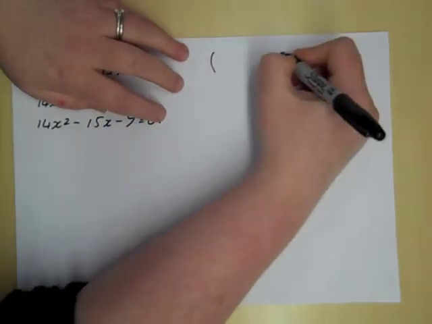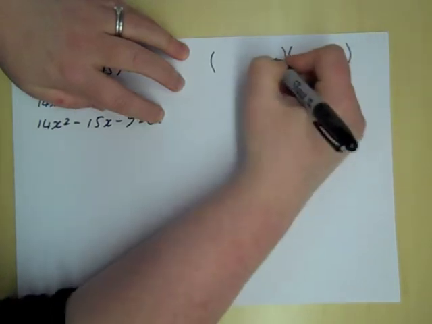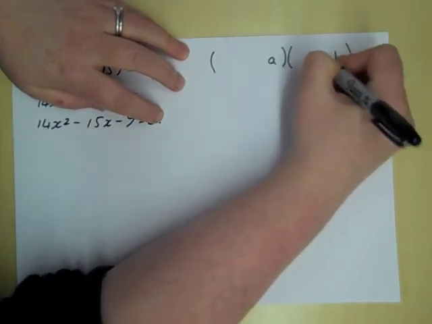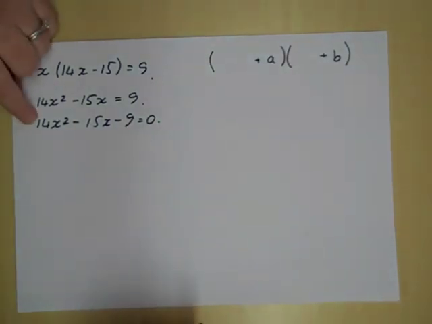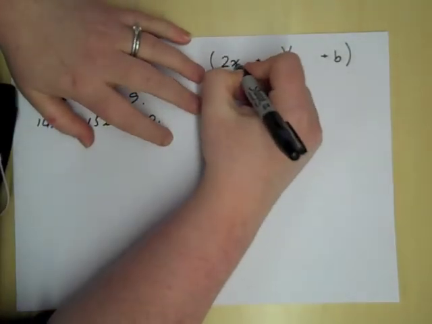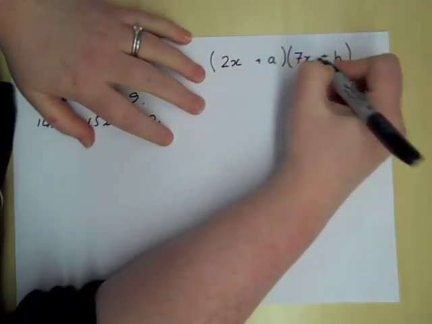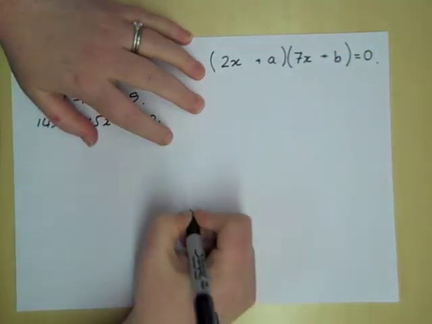Now, in this case, I want to set up my two brackets, and I'm going to keep those as A and B. But I need to get to 14x squared. Now, there's a couple of ways of doing this. 1 times 14, minus 1 times minus 14, minus 2 times minus 7. But the one I'm going to try is actually the first one that I thought of, which is 2 times 7. So I'm going to say 2x plus A into 7x plus B is equal to 0.